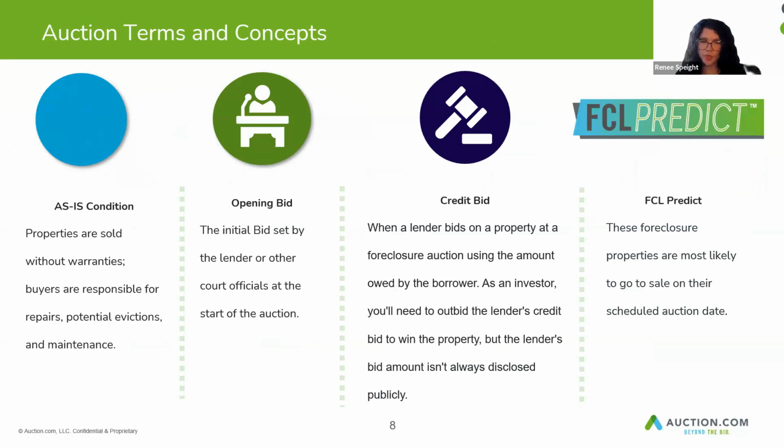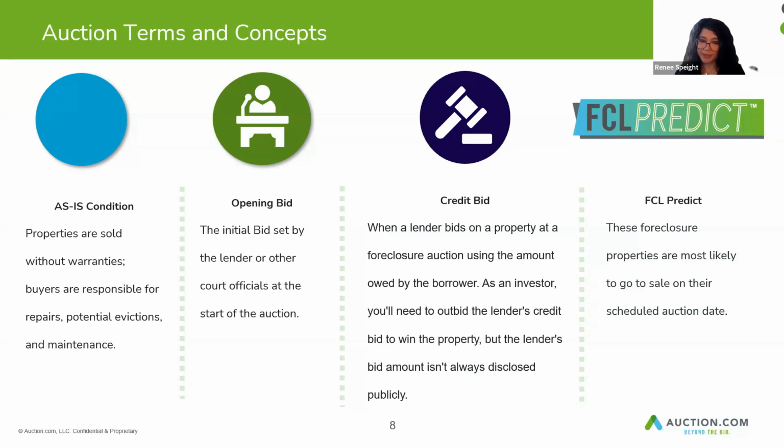Let's go over some important auction terms and concepts that you'll need to know. As is condition, very important. Properties are sold without warranties. So as a buyer, you're responsible for repairs, evictions, and any maintenance needed after the purchase. Now, the initial bid, the opening bid, is the starting bid set by the lender or other court's official at the beginning of the auction.